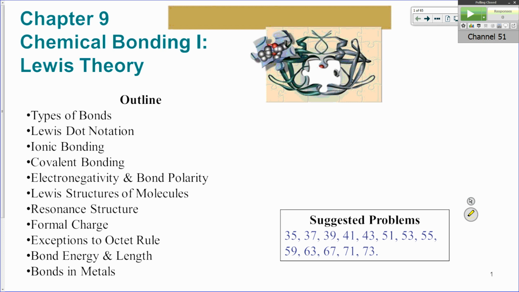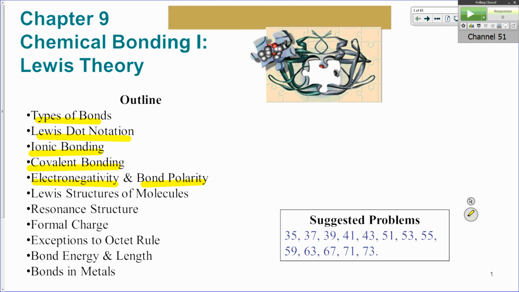We're going to talk about the types of bonds, introduce the Lewis dot notation, talk about ionic bonding for a little bit and what happens when we have this electron transfer. Then we're going to look at covalent bonding and talk about electronegativity and bond polarity, because bonds are not always sharing electrons equally. That's critically important. That's what drives protein structure, the unequal sharing of electrons.